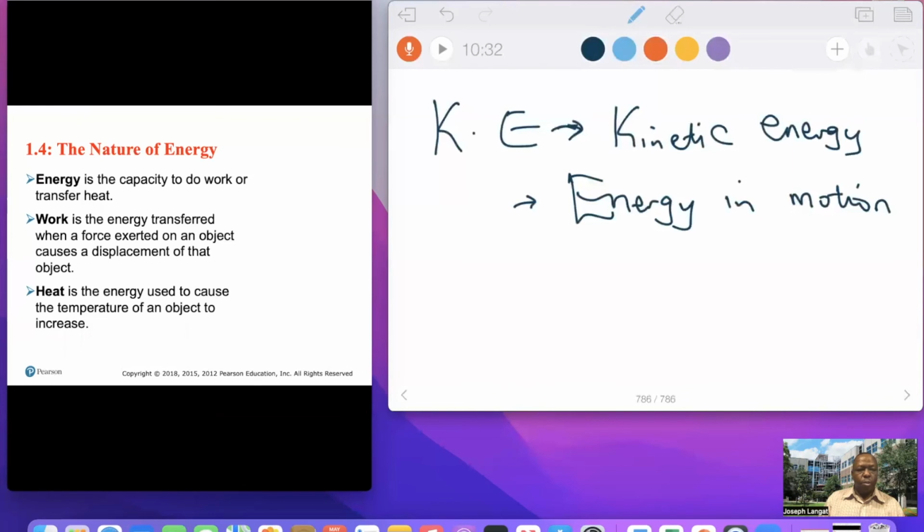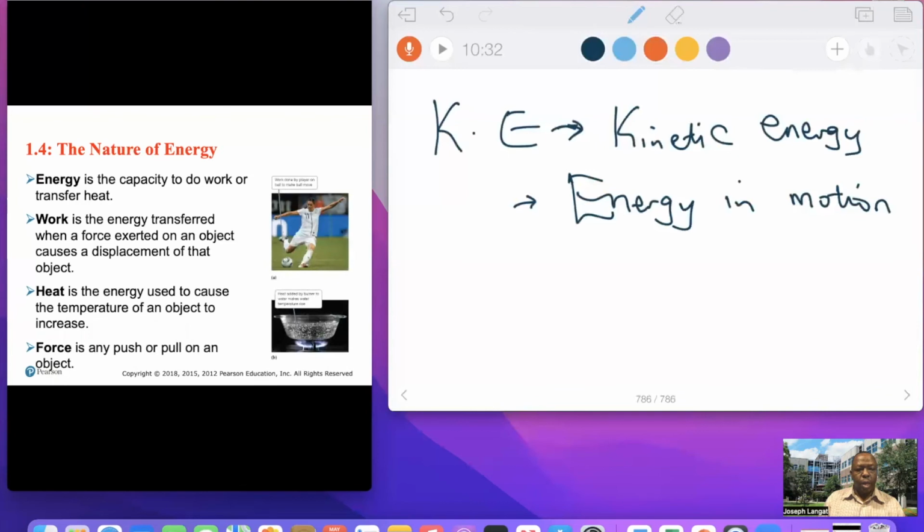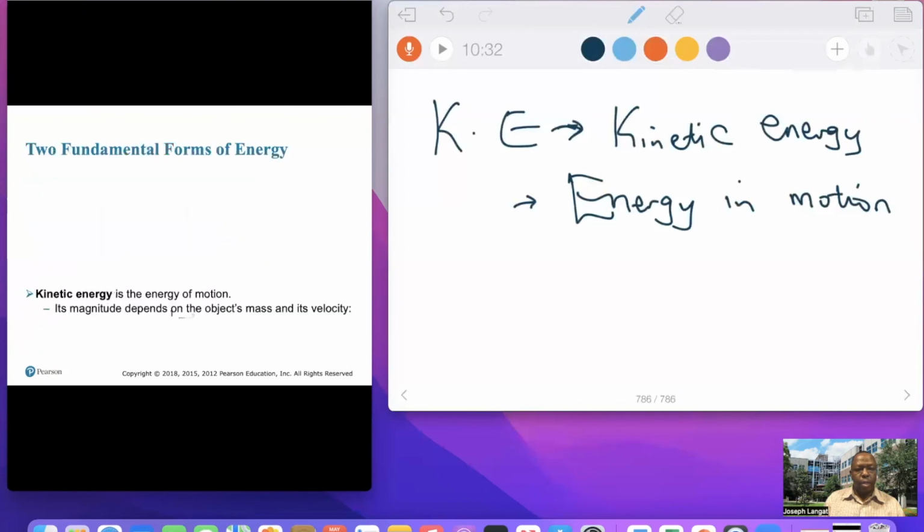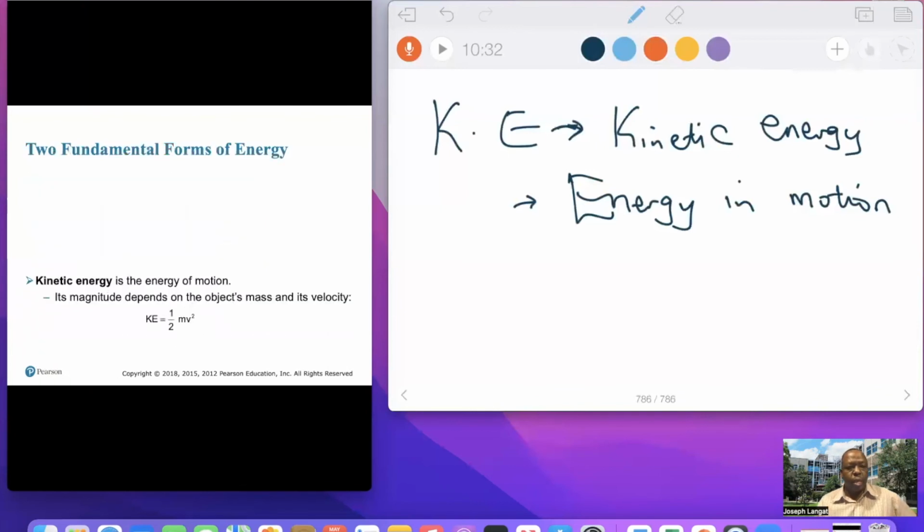What I wanted to look at is how to calculate kinetic energy. Before we look at potential energy, there is kinetic energy, energy in motion. You may see in an exam, quiz, or homework assignment a question regarding calculating the kinetic energy of a moving object.